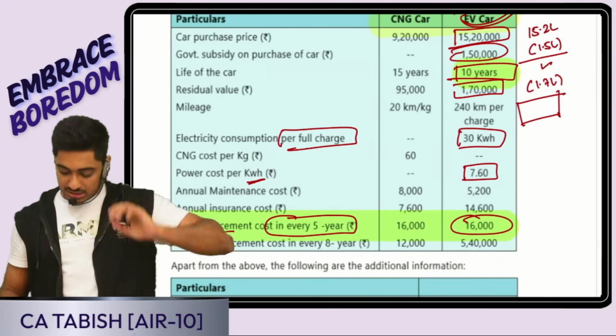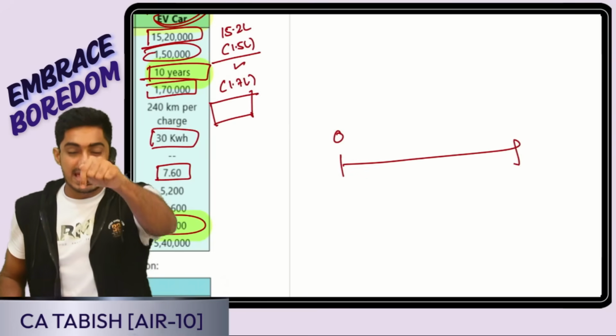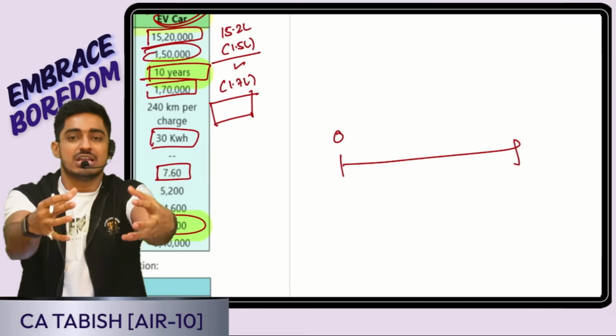How much is the cost? 16,000. Imagine today I purchased my EV car. Tell me, today I purchased the car. Today only do I need to replace tires? No sir, first only I will be getting tires.